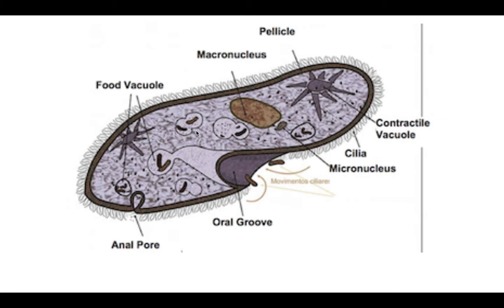When the bacteria or other food particles are fully broken down, the food vacuole will fuse with this thing called the anal pore, which is a little bit of a gap between the cilia, and the undigested material can be expelled.